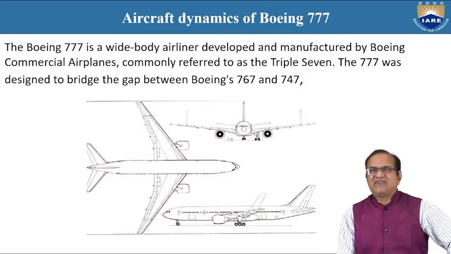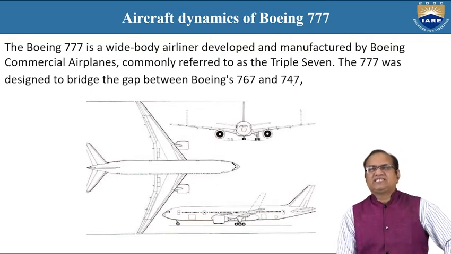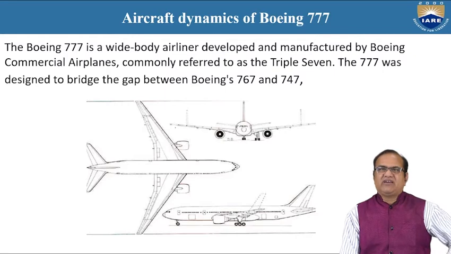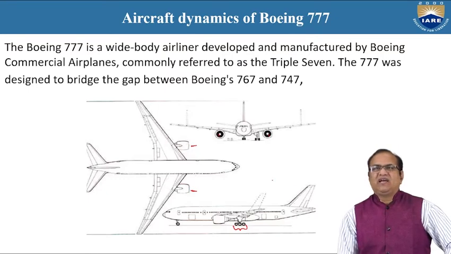So between the 767 and Boeing 747, there was some imminent gap. This gap had to be filled. To fill this gap, Boeing developed the 777, and this is the diagram of the 777. The 777 has two turbofan engines, with a bogey type landing gear. You can see here these are the engine intakes. This is the fuselage here. These are the wings. You can see the wings are swept back. And if you see the vertical tail, it is also a little swept back. The horizontal tail is also a little swept back.